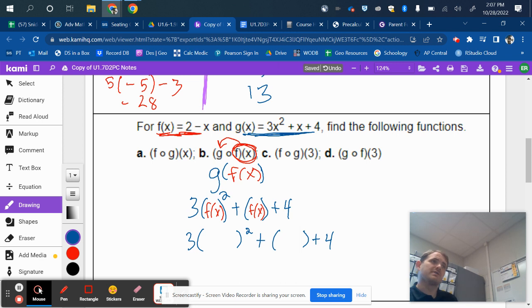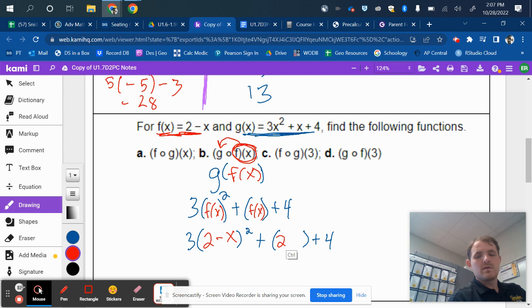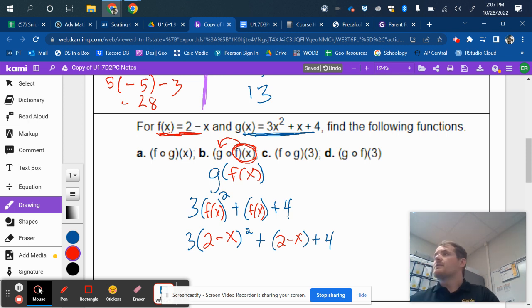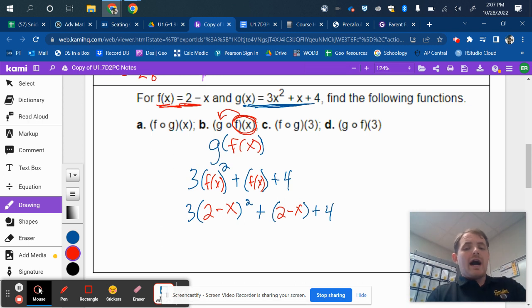So what's going to go inside those parentheses? 2 minus x. Okay, now we're going to stop right there for part B. All I did was plug in f for G. So now, do I move on to part C or part D that goes with this? Part D goes with it, because it has that same G of f.